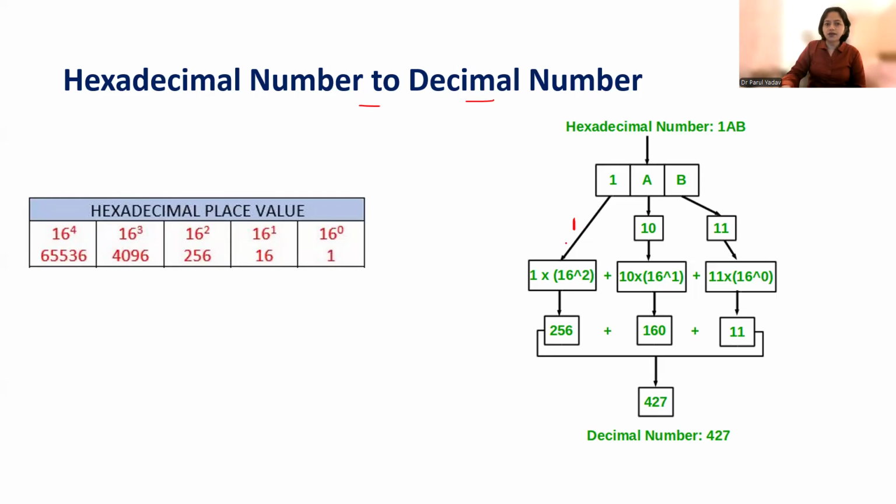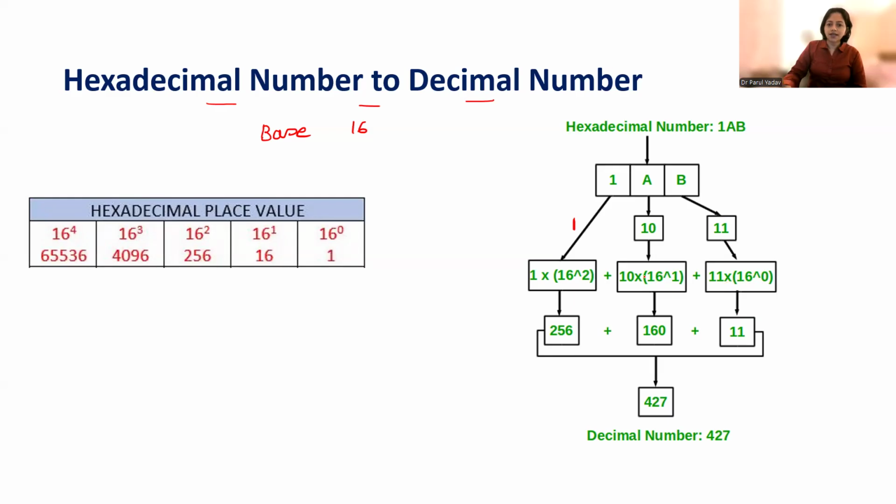This is the hexadecimal number system, so the base here is 16, right? So we will use 16 to the power 0, 16 to the power 1, 16 to the power 2, and so on. This is at ones, so you will write 11 into 16 to the power 0. This will be 1, so 11 into 1 will be 11.